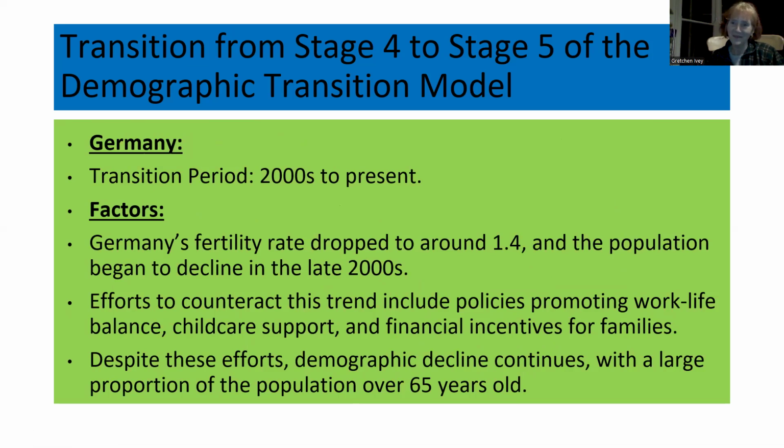Germany, again, they're in the stage 5 category. Germany's fertility rate dropped to around 1.4, and the population began to decline in the late 2000s. Efforts to counteract this trend include policies promoting work-life balance, childcare support, and financial incentives for families. Despite these efforts, demographic decline continues, with a large portion of the population over 65.